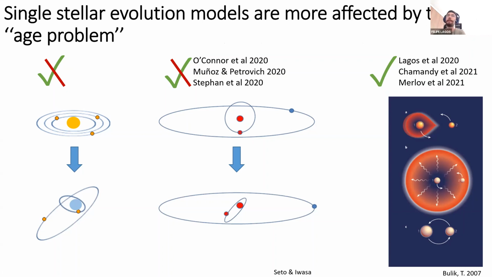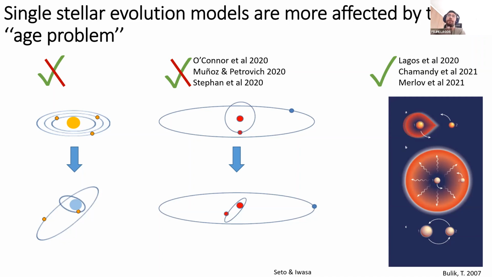So, to start, among all the scenarios presented to explain the short orbital period of the planet, the common envelope evolution scenario is less affected by what we call the age problem. As I mentioned before, the estimated upper limit for the age of the entire system is 10 gigayears, and the estimated mass of the white dwarf is between 0.54 and 0.57 solar masses.